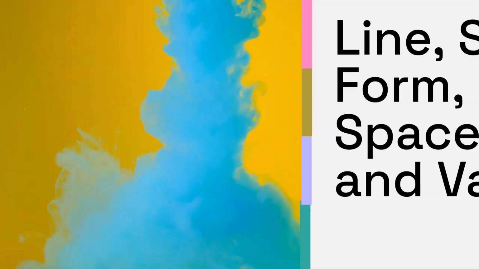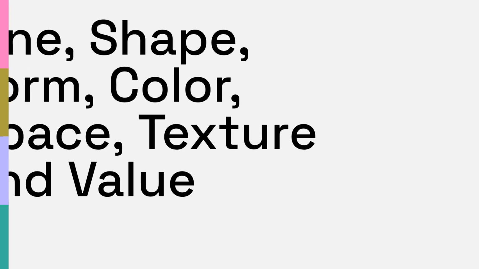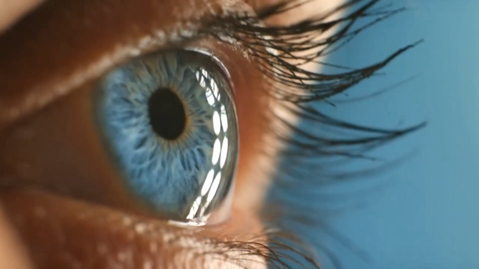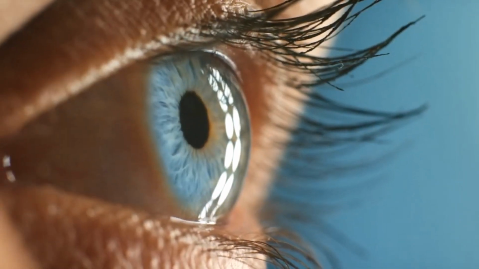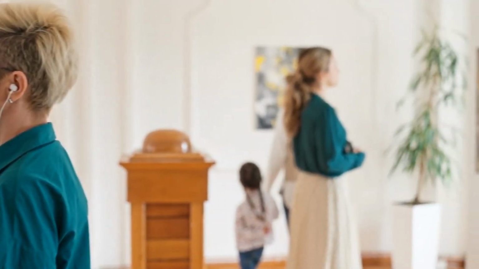Wow. So line, shape, form, color, space, texture, and value. We've really covered the building blocks. The fundamentals. Knowing these really does help you see differently, doesn't it? It's not just what you're seeing, but understanding the choices the artist made using these elements. Exactly. It takes you from just looking to actively interpreting. It's such a valuable tool for anyone interested in art.